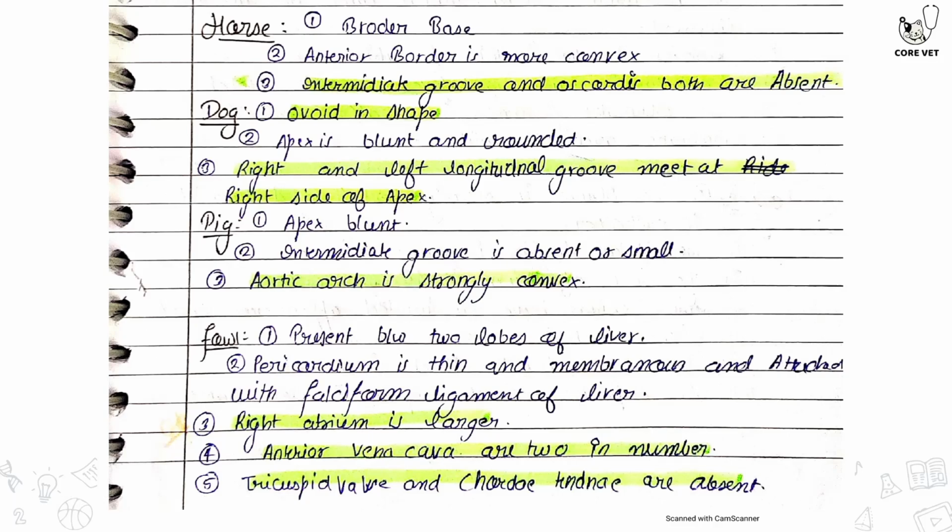Now we are coming on to the species difference. Now we are going to discuss the species difference. In the horse, the base is broader, intermediate, and the os cordis is absent.